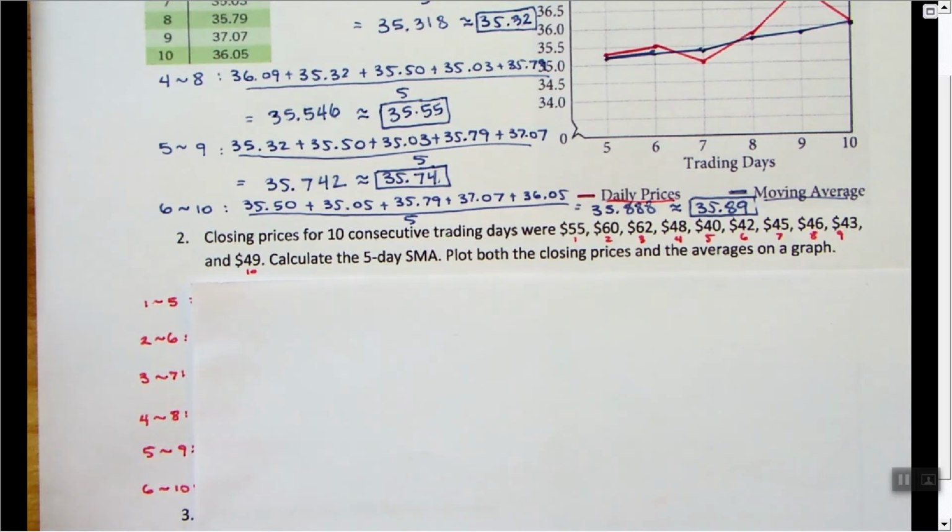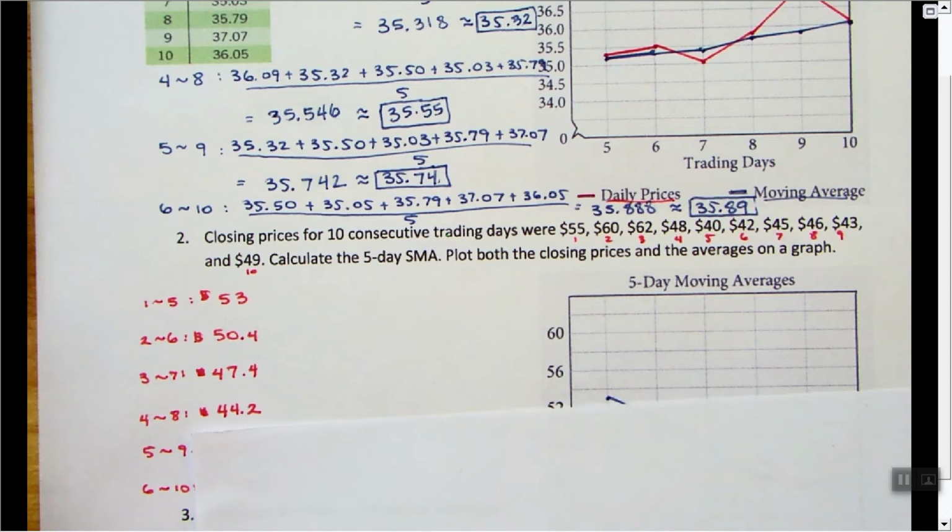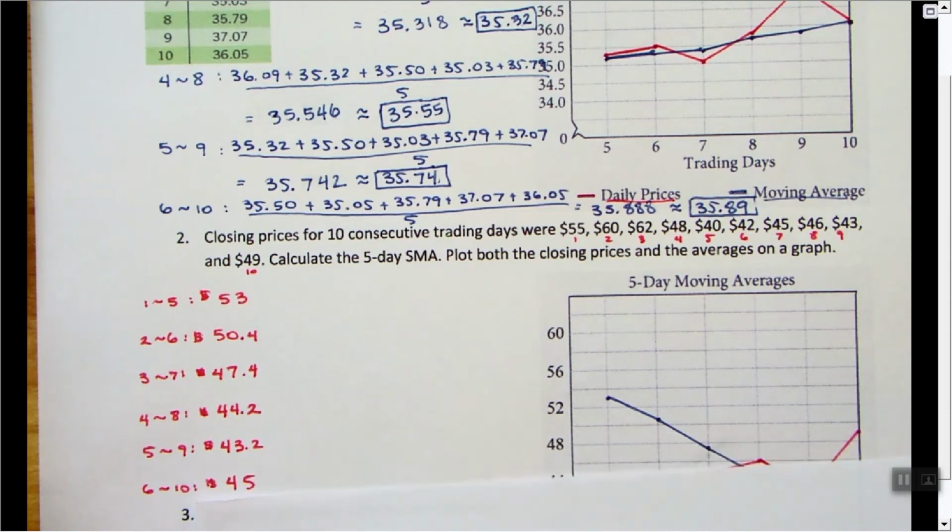Okay, so for 1 through 5, I got $53. Then 2 through 6, I got 50.4. And then 3 through 7, I got 47.4. And 4 through 8, I got 44.2. 5 through 9, I got 43.2, and 6 through 10, I got $45.